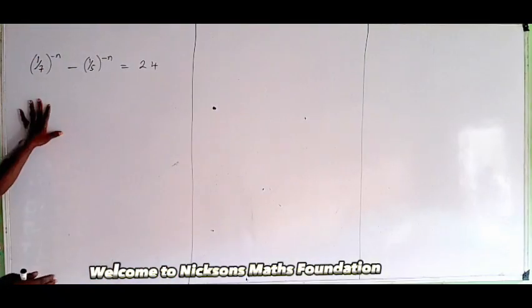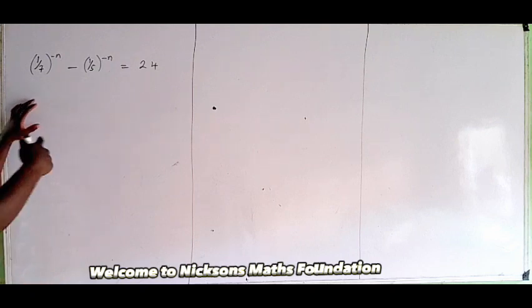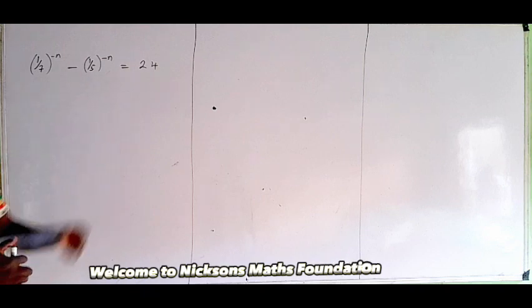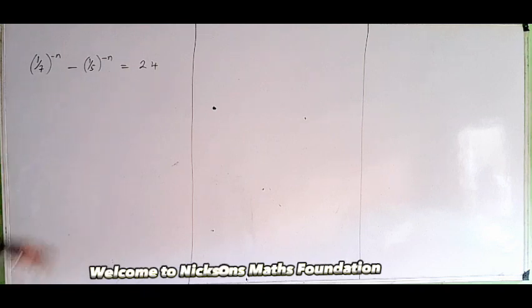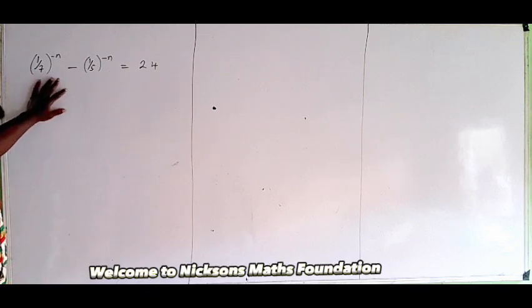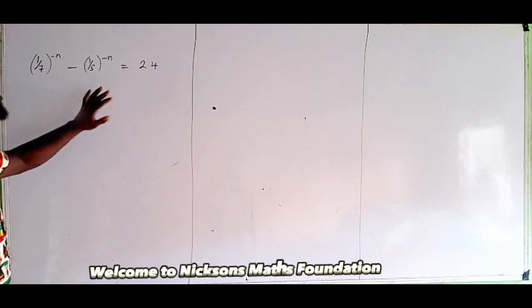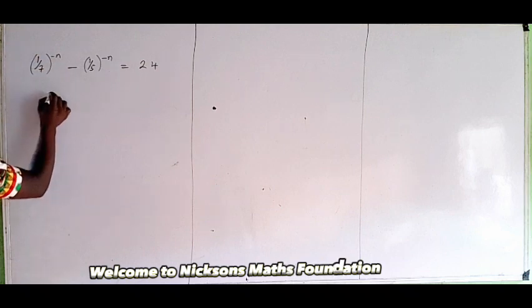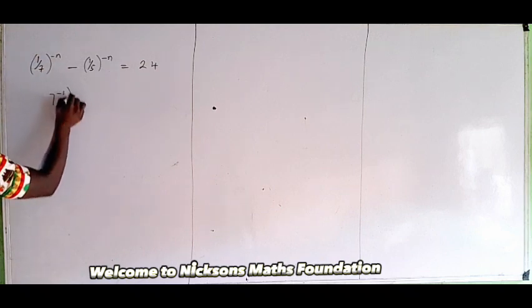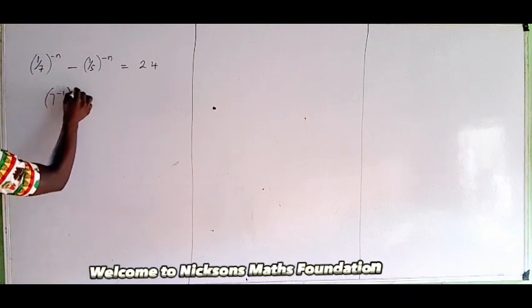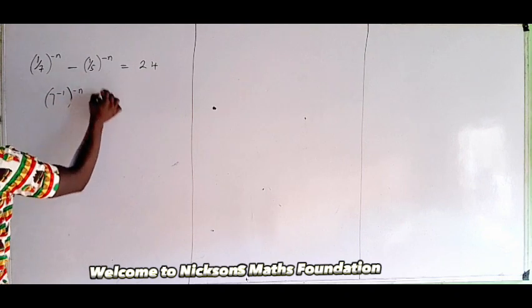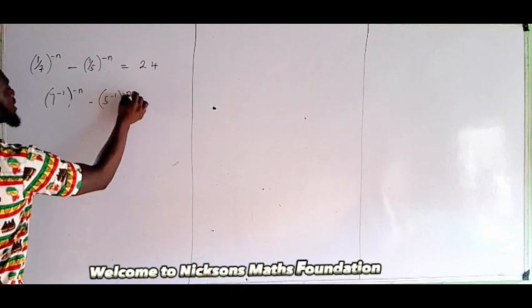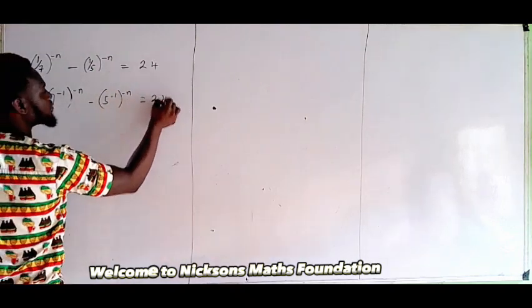Let's revisit some of the laws of indices we did before and solve this equation with them. This is (1/7) raised to power minus n, minus (1/5) raised to power minus n, equals 24. We know that this is a reciprocal, so that means this is 7 raised to power minus 1, raised to power minus n, minus 5 raised to power minus 1, raised to power minus n, equals 24.